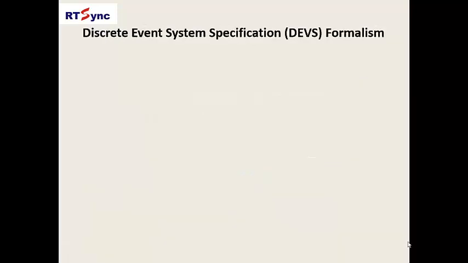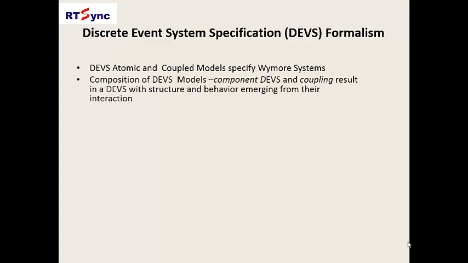The Discrete Event Systems Specification formalism is based on Wymore's underlying systems theory concept, and it defines two kinds of models, atomic and coupled. The atomic models are defined directly, and the coupled models are constructed by composition based on Wymore's concept. The component models in this case are DEVS atomic models and coupled models from earlier compositions, and a coupling specification, just as Wymore's had. And this results in a DEVS with structure and behavior that emerge from the interaction of the components through the coupling.